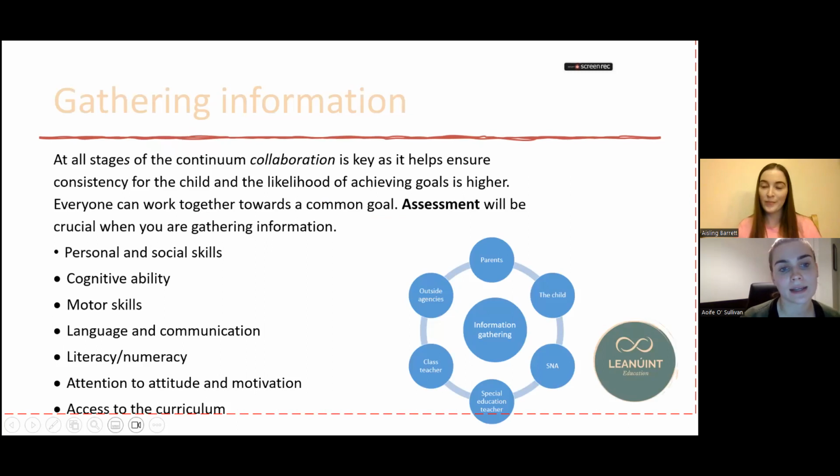So as you can see, at all levels of the continuum, collaboration is key. So working with the classroom teacher, working with parents, and working with the pupil themselves where appropriate. And then everyone works together towards a common goal, and information is gathered at each stage using a variety of assessment techniques, which we are going to focus on for the remainder of this webinar. So assessment can be carried out in the following areas. A child's personal and social skills, their cognitive ability, motor skills, language and communication in literacy and numeracy, their attitude towards school and their motivation to learn, and also in how they access the curriculum.